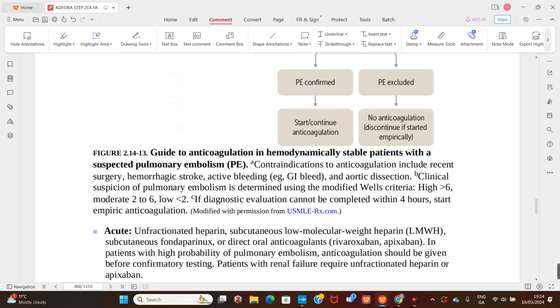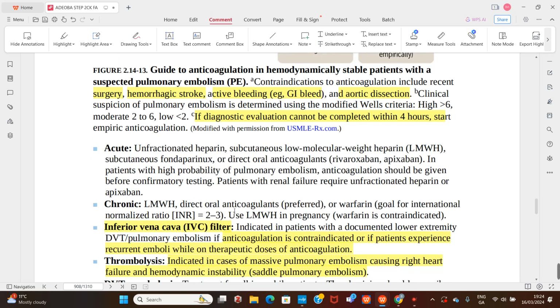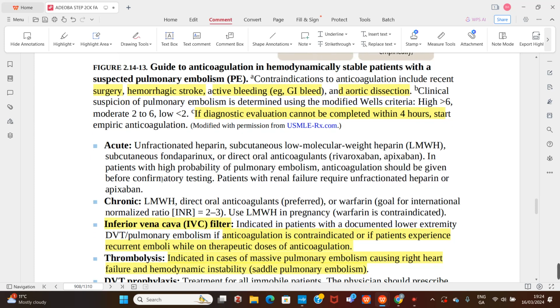But don't forget, these are the contraindications. Someone that has recent surgery, hemorrhagic stroke, active bleeding, particularly GI active bleeding, aortic dissection. You can't even be talking about doing anything. So that's that. So if diagnostic evaluation cannot be completed within 4 hours, you start your empiric anticoagulation. Very, very important stuff.